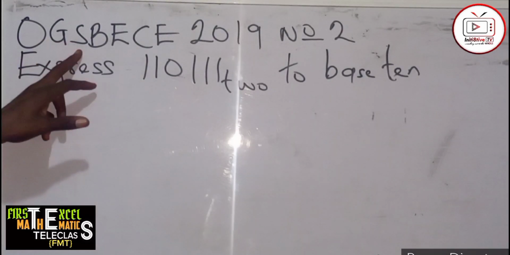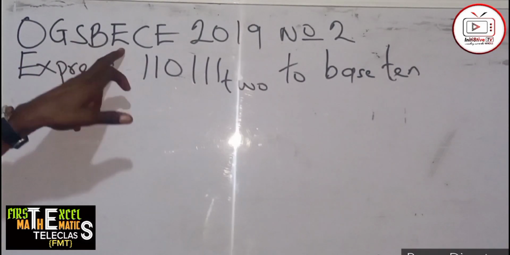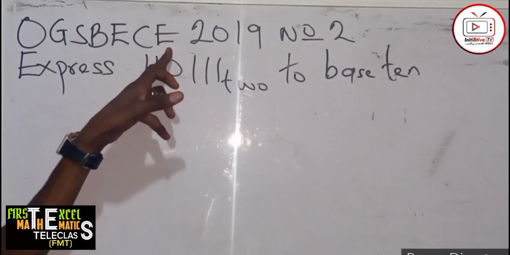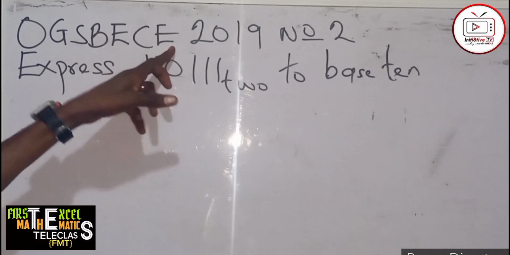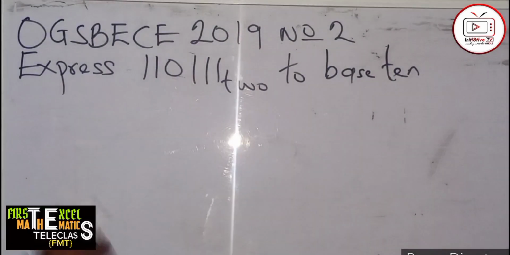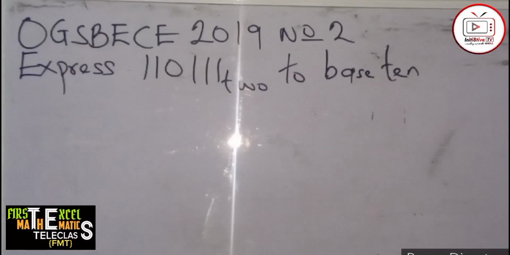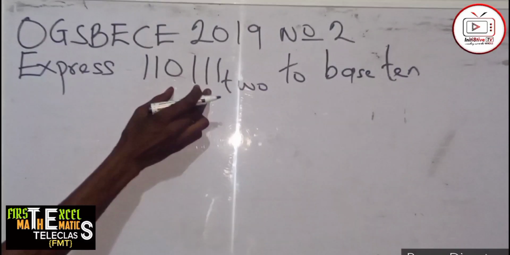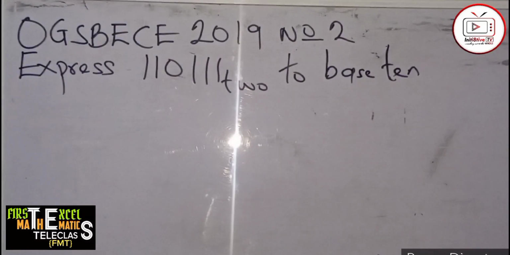Alright, this is a question we need to solve. This is the Ogun State Basic Education Certificate Examination, which is for the junior students in JSS 3, 2019, number 2. We need to solve this question. All right, what are we going to do? I have this. Remember, I taught us 3 methods. But if I were you, this is a complicated question.